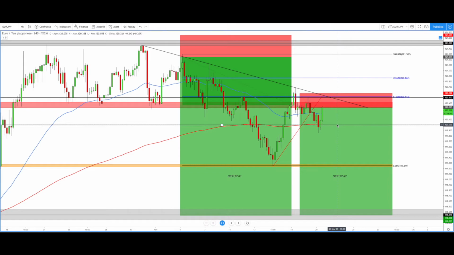We need only to watch here the price action, but we are really happy that we shared with you this setup 1 and also the potential entry of setup 2 yesterday afternoon. So we hope you've taken this trade for free in the free Telegram channel.